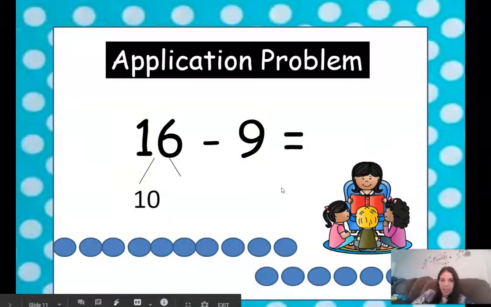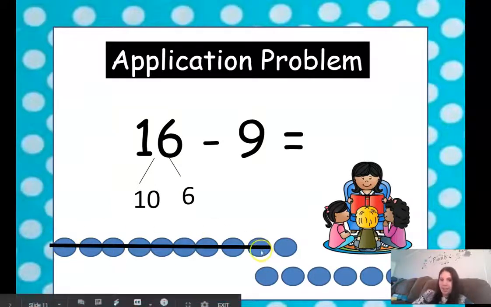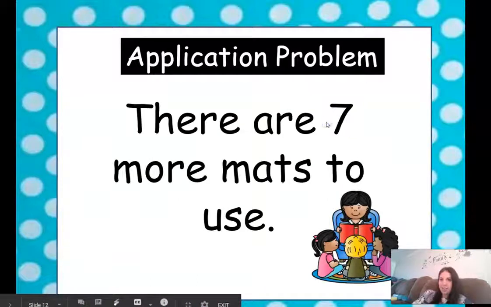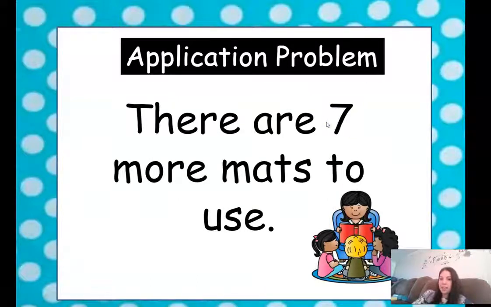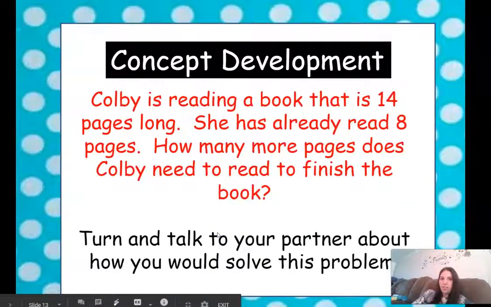So they decomposed the number. You could have done this as well. 10 and 6. Cross out 9. And you're left with 1 and 6 more. So your answer is 7. There are 7 more mats to use. All right.